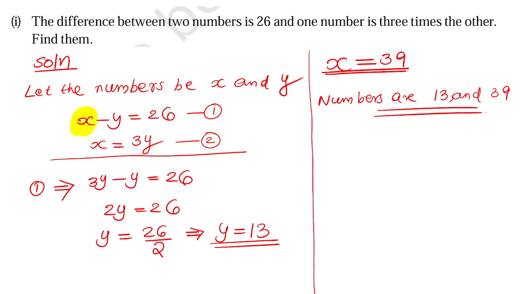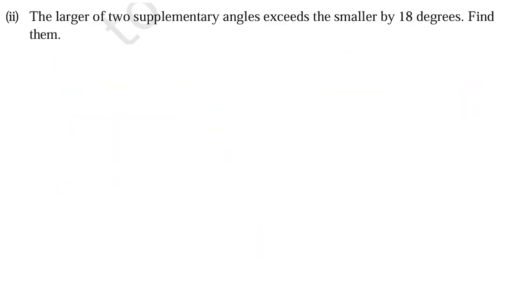Okay. Next question: the larger of the two supplementary angles exceeds the smaller by 18 degrees. Find them. Please note, supplementary. If you don't know, please write it somewhere. Supplementary means that the sum of the angles is 180 degrees. You may write it somewhere. Never forget it.